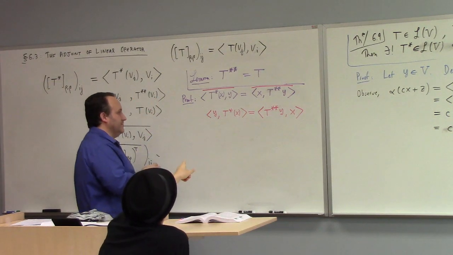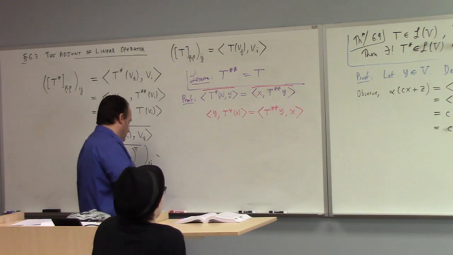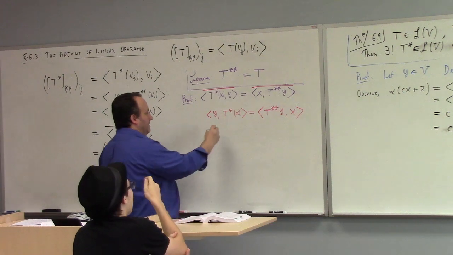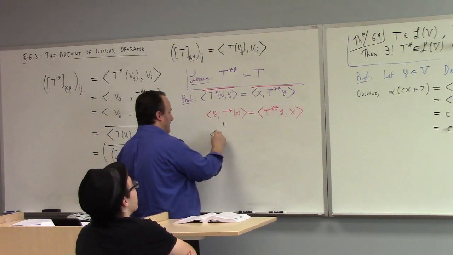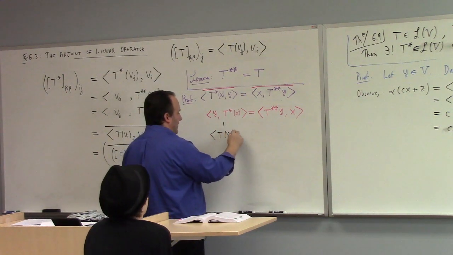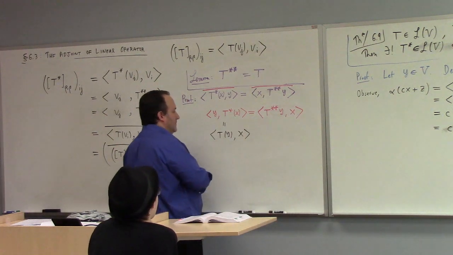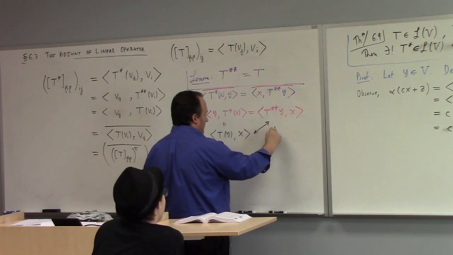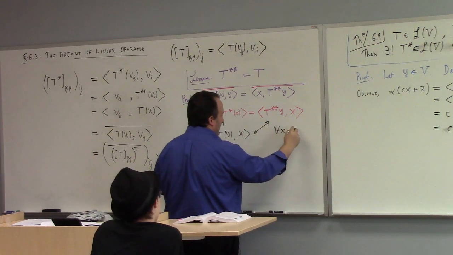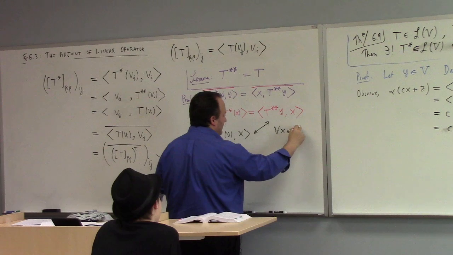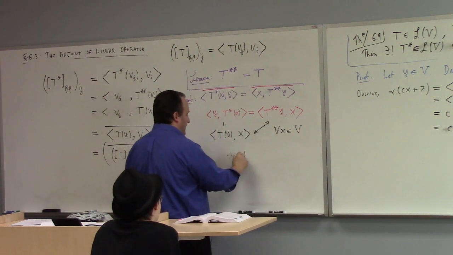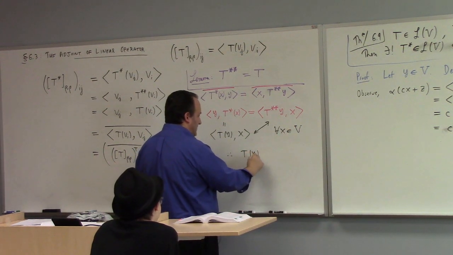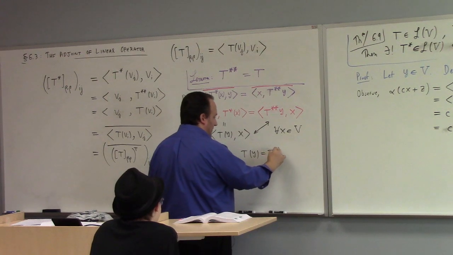But we know that the left side is equal to T of y comma x. Right. So we've shown that T of y comma x is equal to T double star of y comma x. So this holds for all v. So therefore, yeah, very good, guys. You got it. I think this might have been a homework problem.